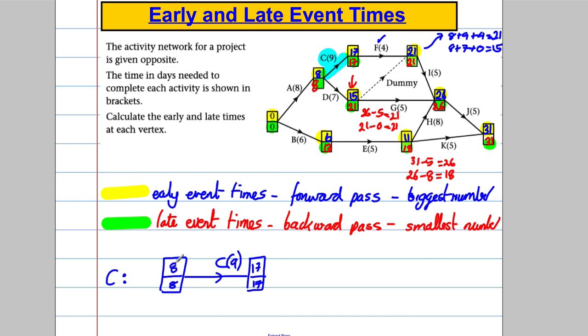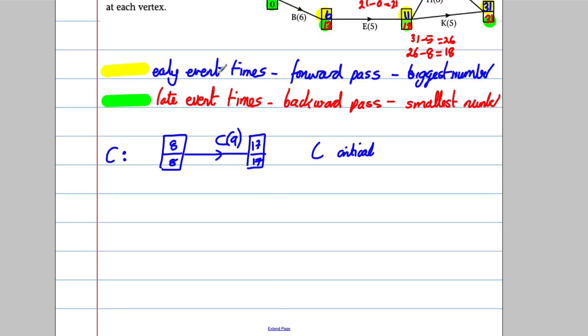Okay, so let's think about activity C. The earliest time I can get to this event is 8, and the latest time I can leave here is 8. So I have to get here at 8 and leave here at 8, not to delay the project, okay? And because the activity is 9 long, the earliest I can get here is 17, but also the latest I can leave here is 17. So activity C is called critical. And it's critical in the sense that if I increase the duration of this activity at all, it's going to delay the project. Okay, so it's called a critical activity.